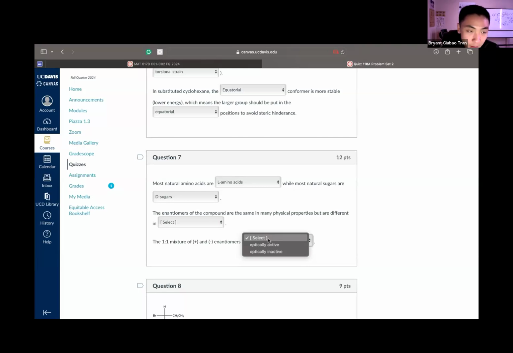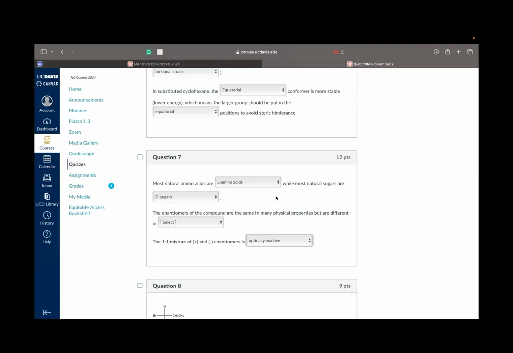And that one-to-one mixture of enantiomers, right? If you have a one-to-one mixture of enantiomers, that's called a racemic mixture. Racemic mixture, yeah. So you might see that again in some other homework or problem set.